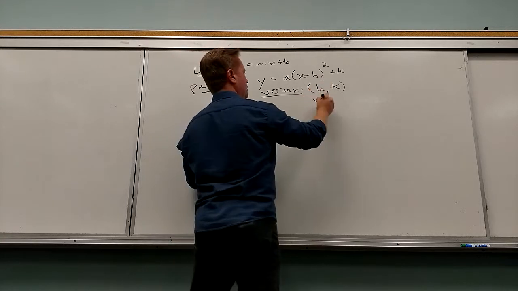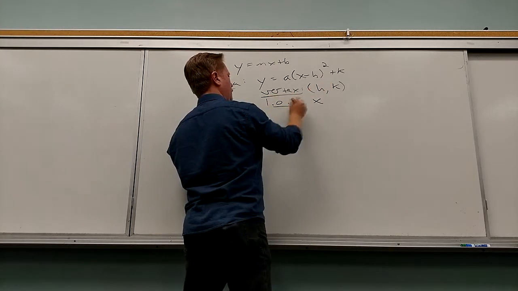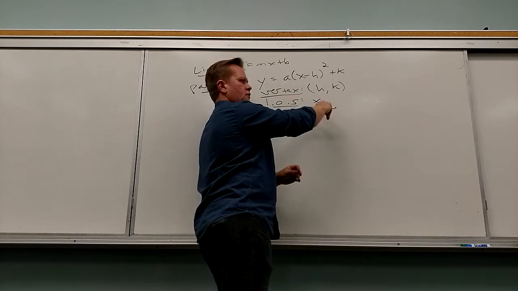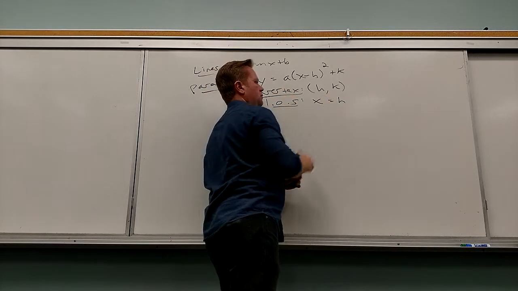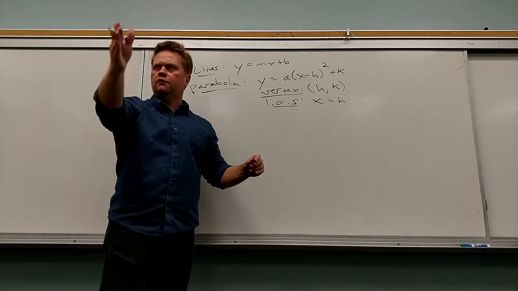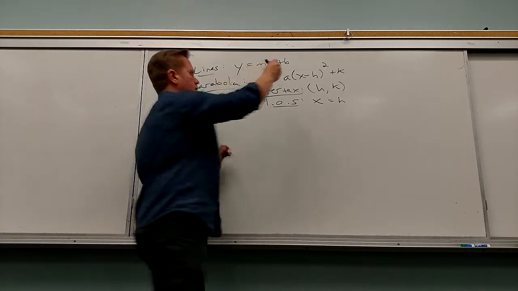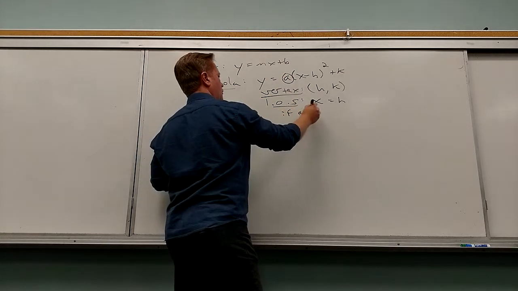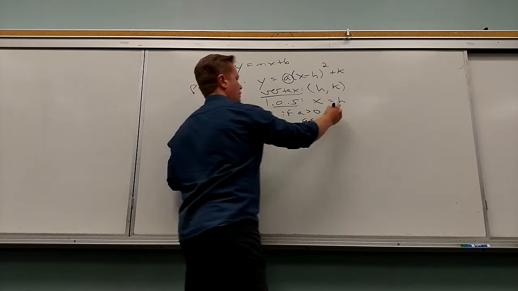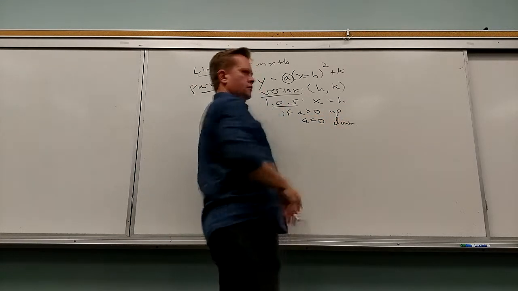Okay, line of symmetry, affectionately known as the LOS. So x equals h, because it goes right through the x piece of the vertex. What else can you see? If a is greater than 0 or less than 0, then it opens up or down. I like it. Okay, cool.